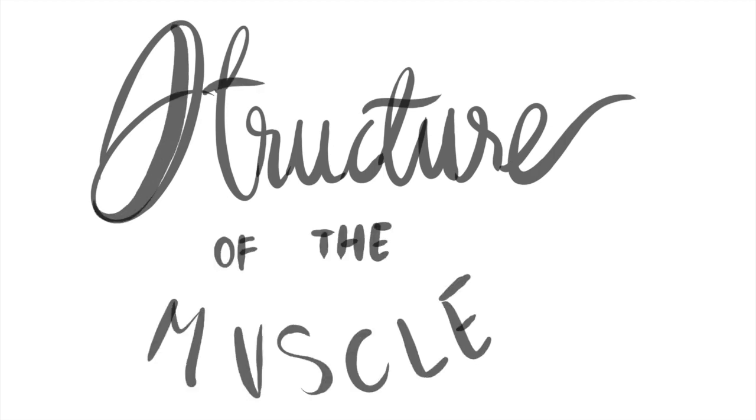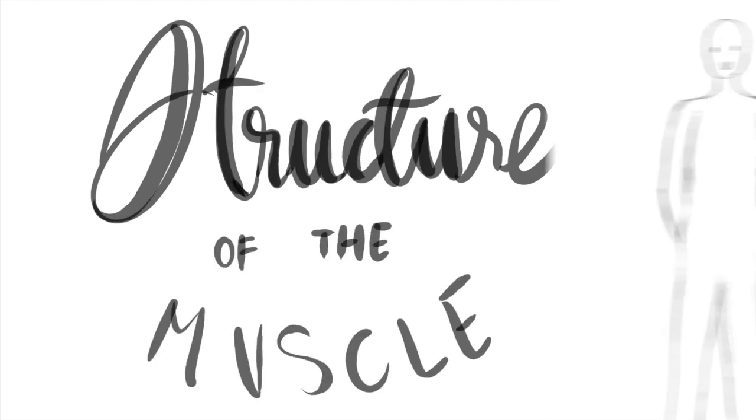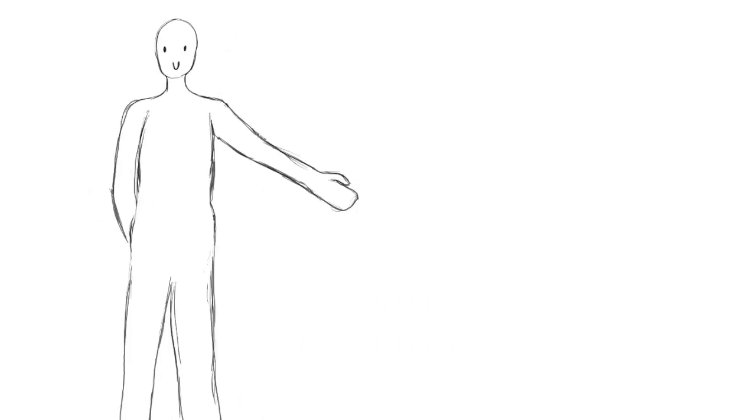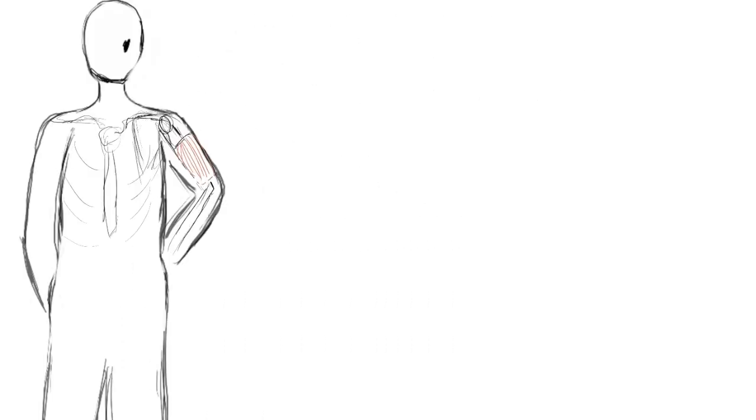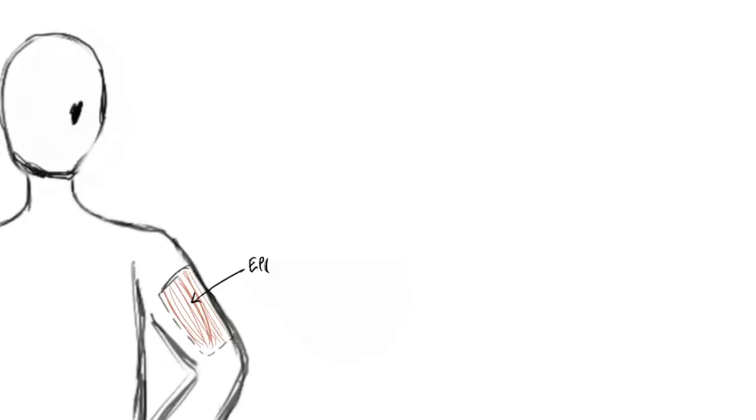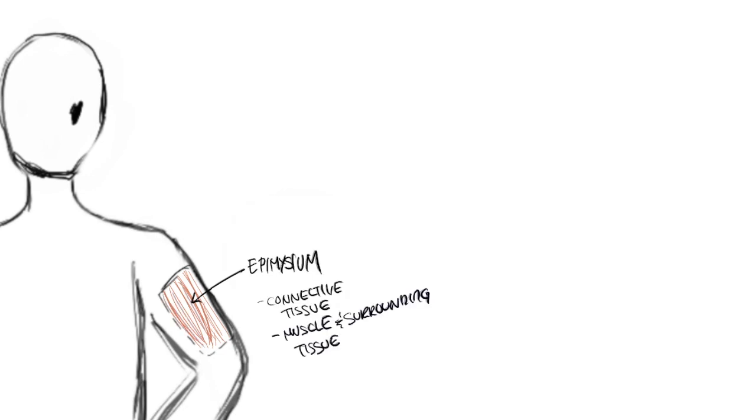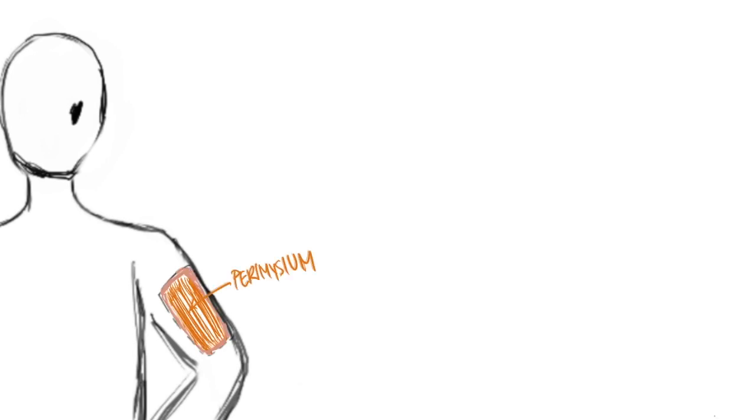First, let's go over the structure of the muscle. Tendons connect the skeletal muscles to the bones, and within the muscle there are many more parts, starting with epimysium. This is connective tissue that covers the muscle and reduces friction between muscle and the surrounding tissue. Then comes perimysium. This is connective tissue within the muscle.